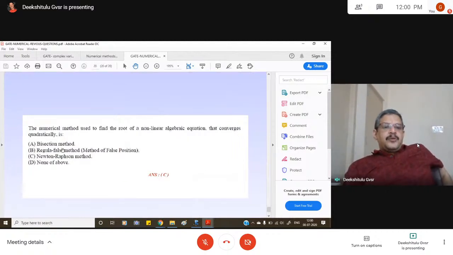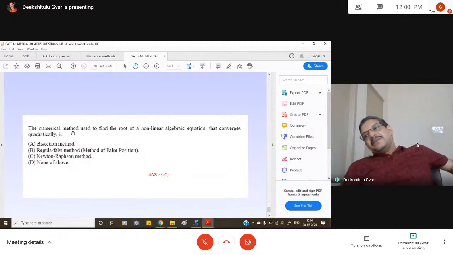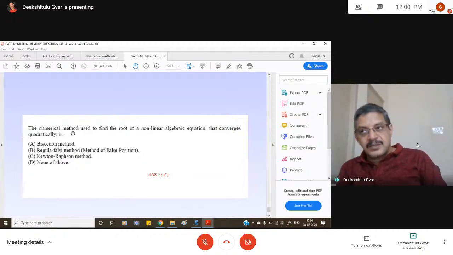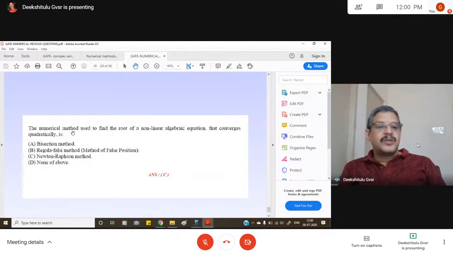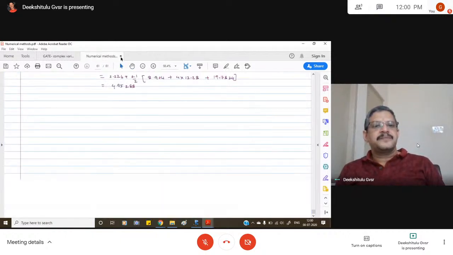The numerical method used to find the root of a nonlinear algebraic equation that converges quadratically. I told you yesterday, they are asking questions on quadratic convergence and type of convergence. What is that method we have learned that converges quadratically? It is the Newton-Raphson method. So this is the type of questions we are getting.